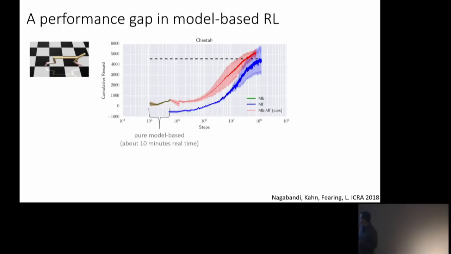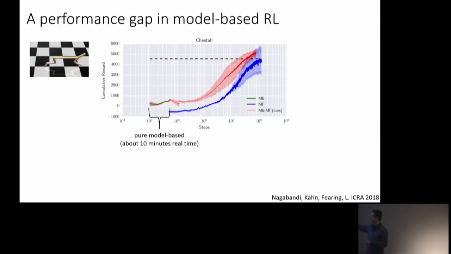So concretely, the model-based algorithm here takes about 10 minutes of real time, and after this it actually plateaus, so it doesn't get any better than this. The way this model-based algorithm works is actually very simple. This is essentially the version 1.5 from last time.